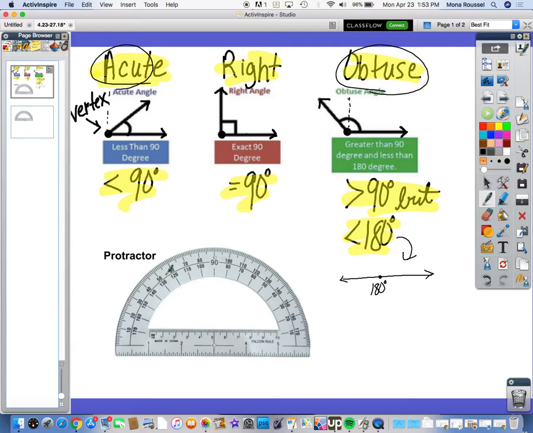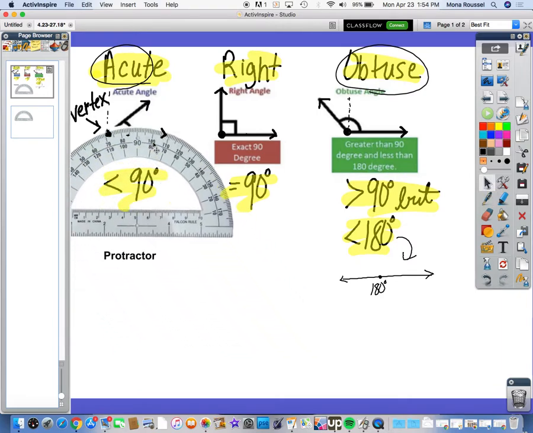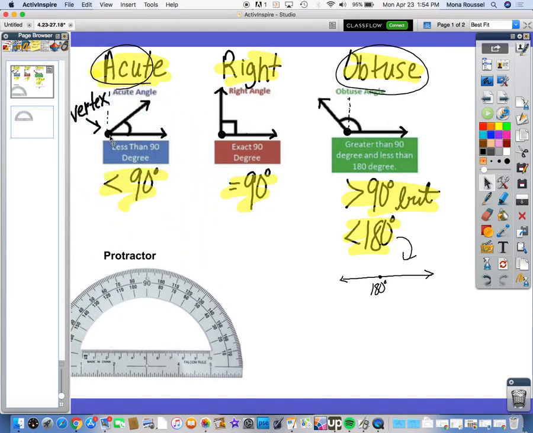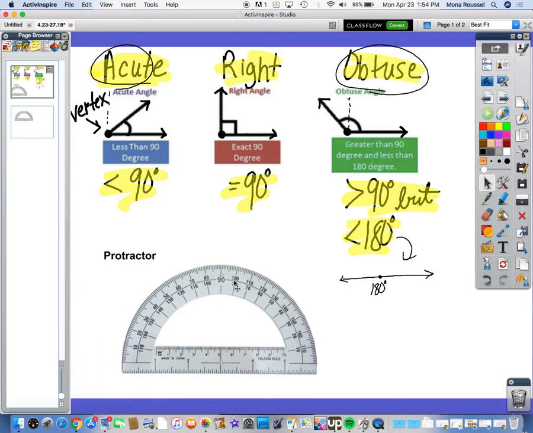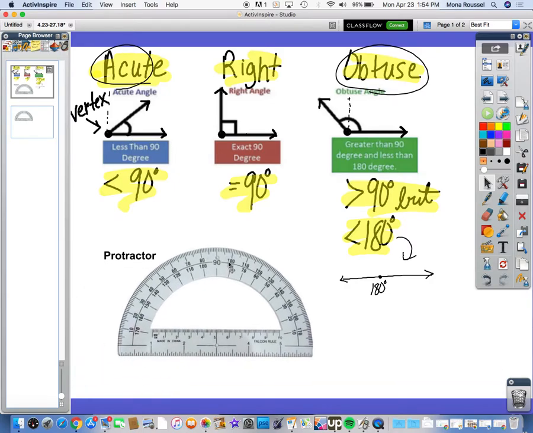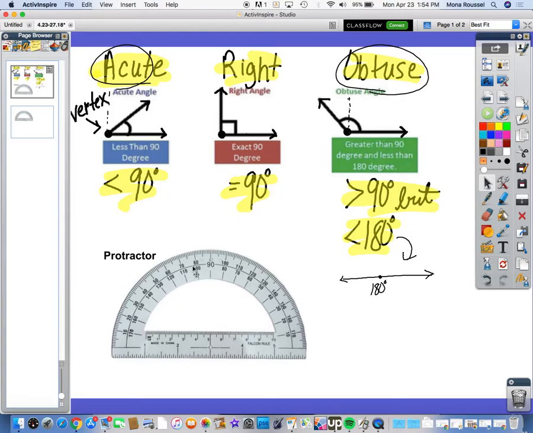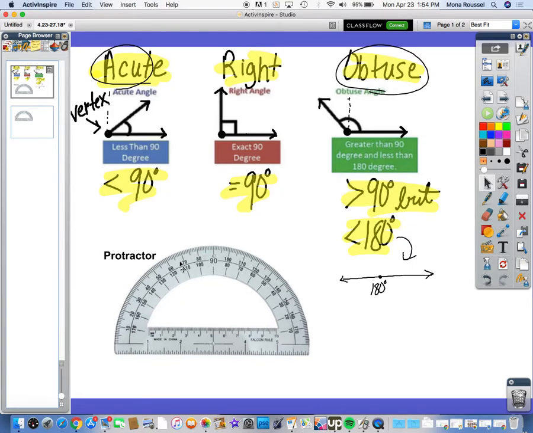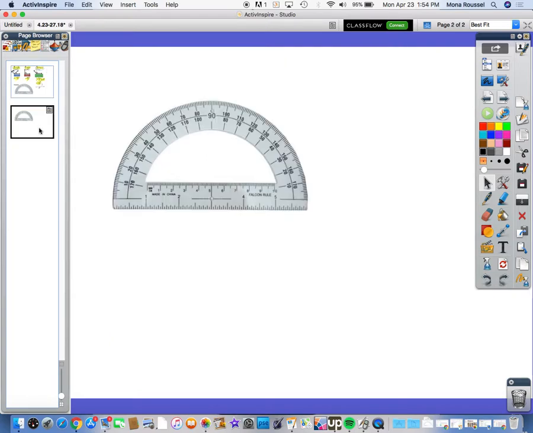This tool is called a protractor. And the protractor is the tool that is going to measure the distance between one ray and the other here on the angle itself. You can think of a protractor as a ruler for angles. All of the markings around the protractor mark the number of degrees in an angle.